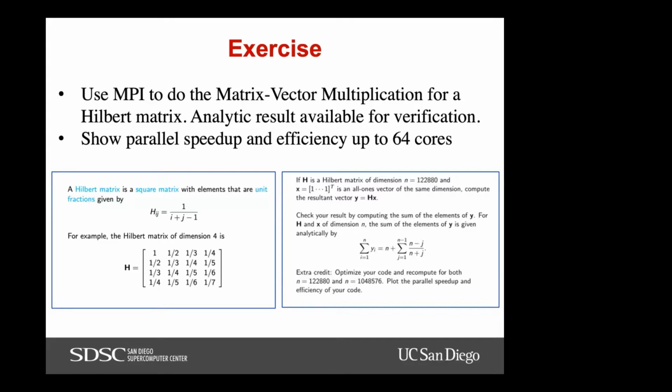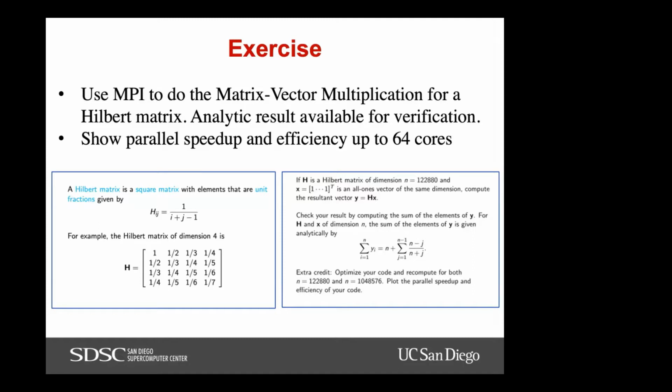So basically you can get a very quick check on whether you got the right answer. And I'm not sure if you got the same homework for OpenMP, but if you did, you can compare those two. But if not, try to do a speedup study and see how efficient your MPI implementation is as you go to 64 cores.